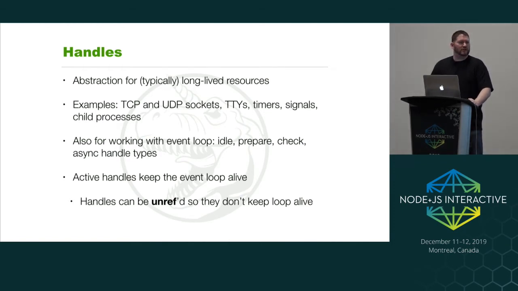We also have a couple of different types of handles that are used for interacting with the event loop. So something called an idle handle, which is actually poorly named because it runs on every iteration of the event loop, so there's not really anything that's idle about it. And then prepare and check handles, which run before and after libuv does its IO polling. And then async handles, which can be used to wake up the event loop if it's sleeping and things like that.